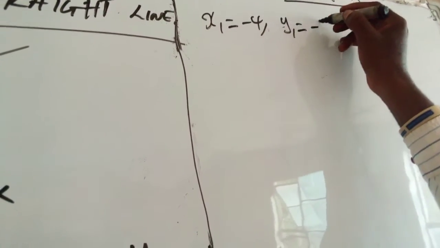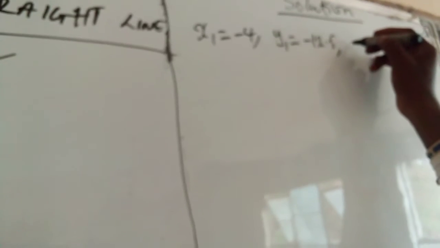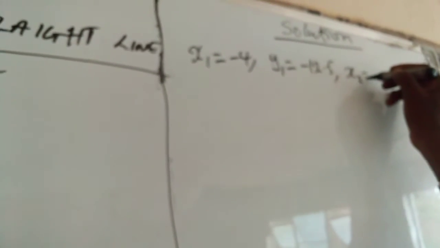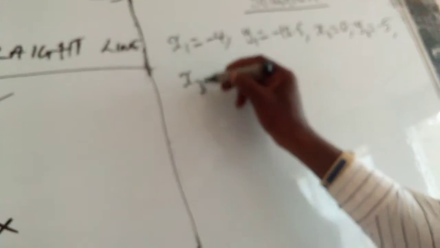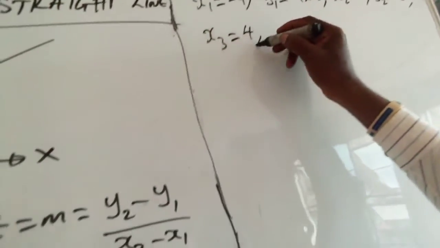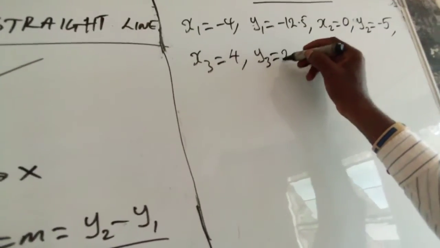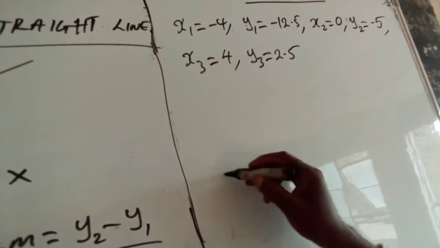y1 is minus 12.5, x2 in the second point is 0, y2 is minus 5, x3 in the third point is 4, y3 is 2.5. So what you do now, as you want to draw it, it's like this.